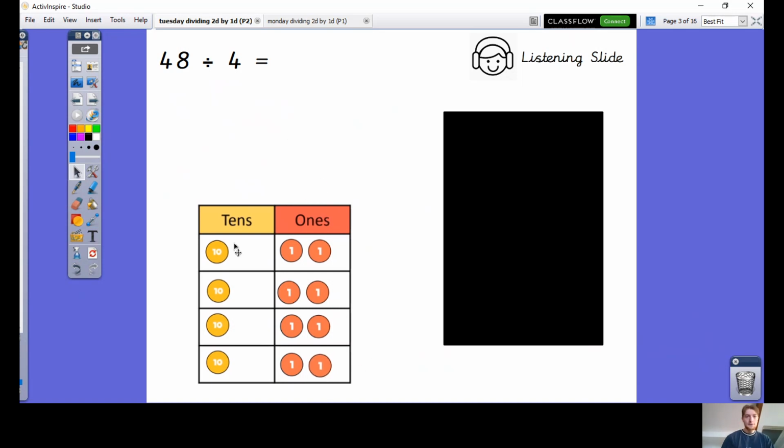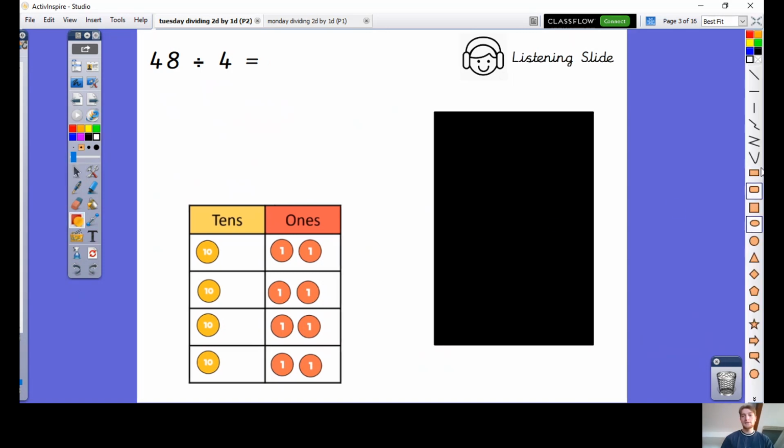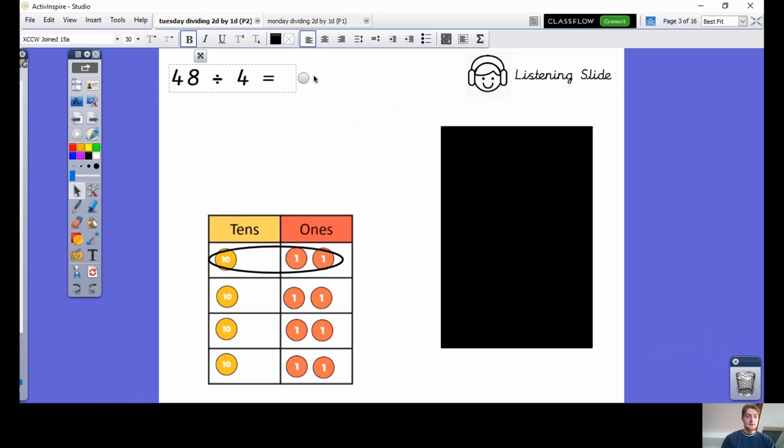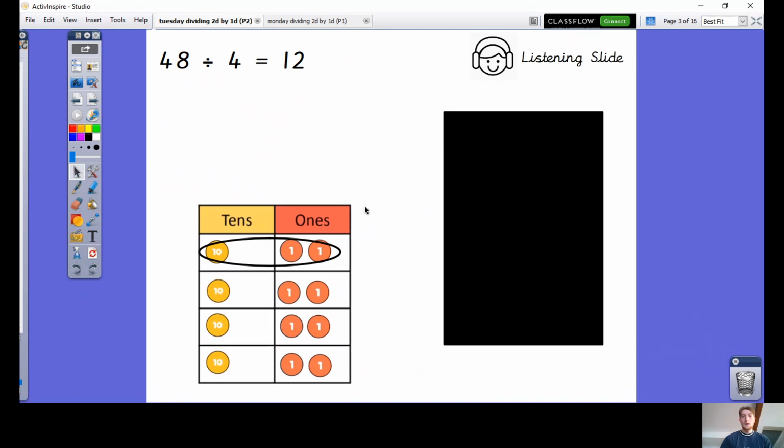Okay, so I've shared out these counters equally, and I can see that all of the groups have the same value. And I'm just going to circle it so it's really clear. And I can notice here, if I look at one group, there are 12 altogether, as there is 1 ten and 2 ones. And that is our answer. 48 divided by 4, as there are 4 groups, equals 12, as there are 12 in each group.